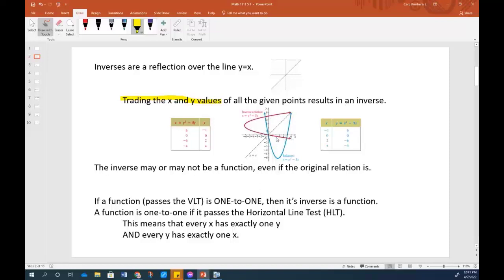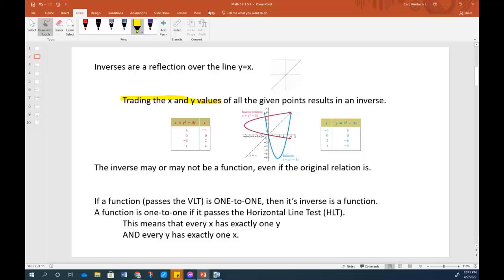The one in hot pink is not a function. It doesn't pass the vertical line test. That's the next point we make down here. When you have an inverse, it's not necessarily a function, even if your original one was a function, so you have to look at whether or not it's a function independently. But there are some ways to know if it's going to be. If a function is 1 to 1, then its inverse is a function.